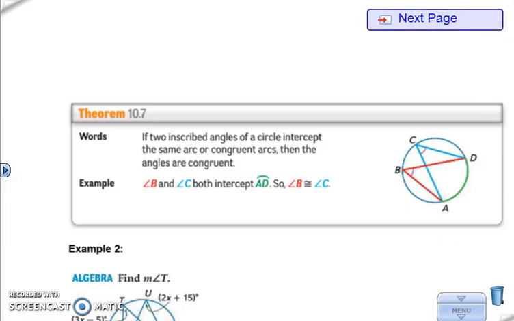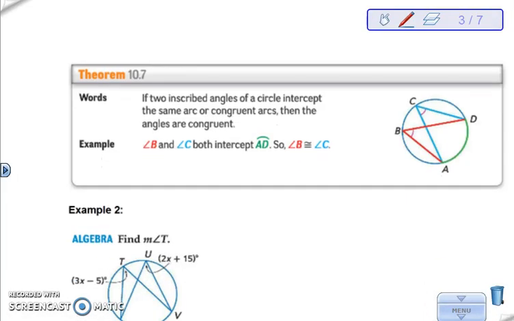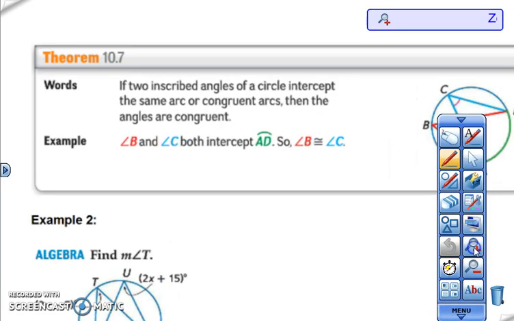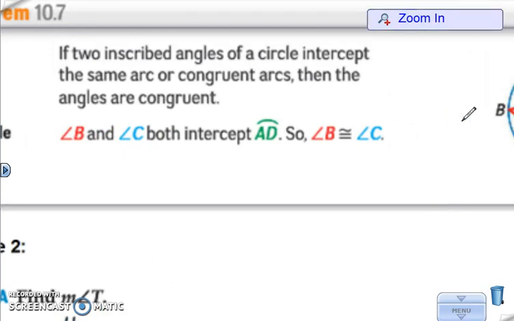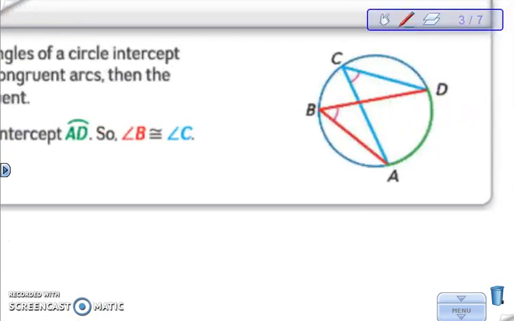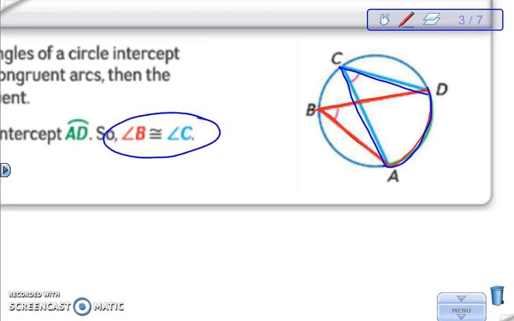All right, the next thing to talk about. Because inscribed angles always measure half of their intercepted arc, any two angles that intercept the same arc must therefore have the same measure. If I look at the picture, I notice both angles B and C intercept arc AD. So therefore, angle B must be congruent to angle C.